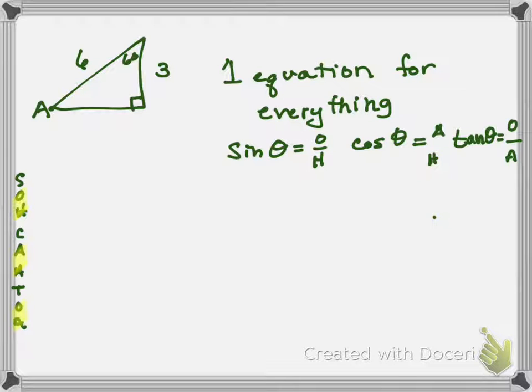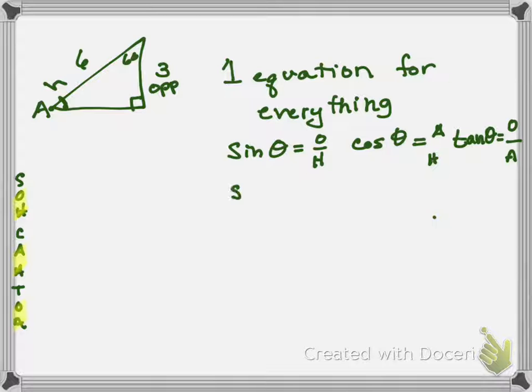So if they ask for the sine, I start with my basic equation. First, I'm going to label my sides. So angle A is where I'm looking from. The opposite side is the farthest side from it, so this is opposite. 6 is across from the right angle, so it is the hypotenuse. And this side I'm not going to label for now because I don't need it to answer this first question.